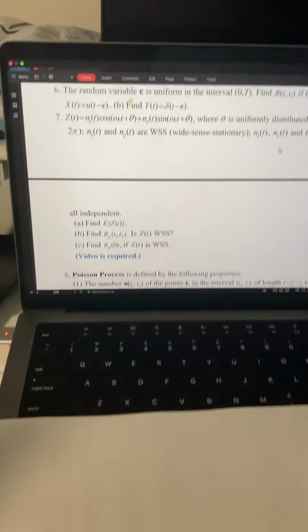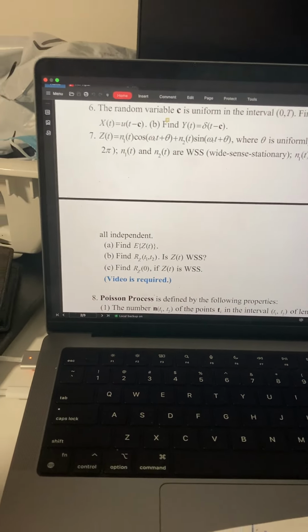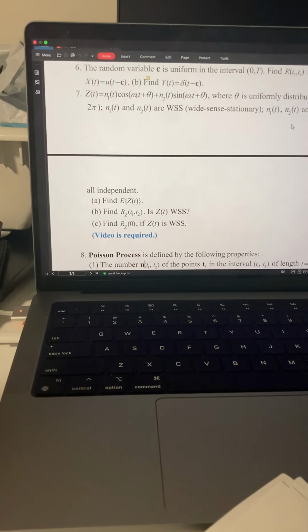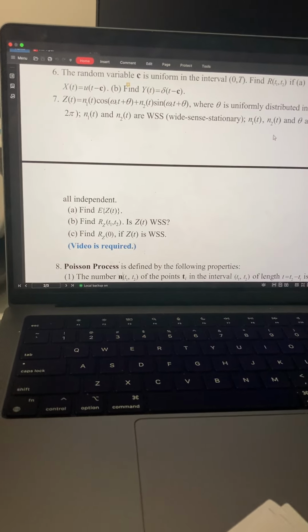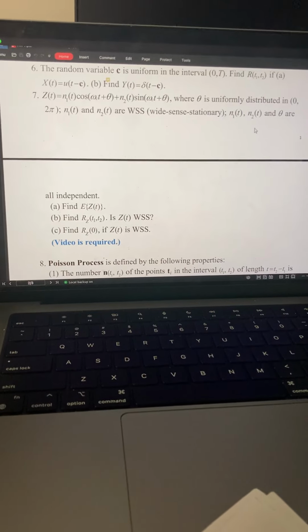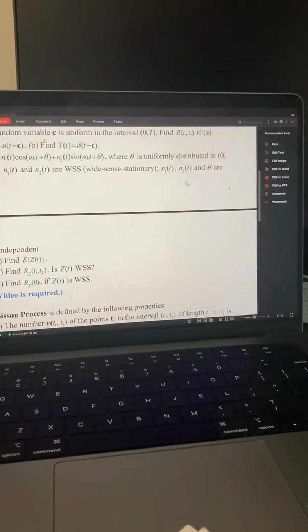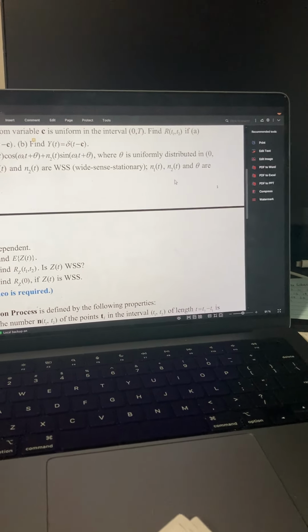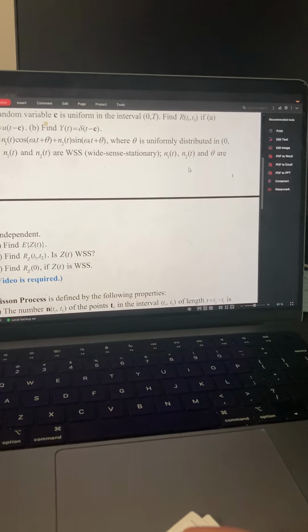In that way we have calculated part A. Now let us look at part B, 7b. In 7b we are told to find the autocorrelation Rz of t1 comma t2 and check if z of t is WSS or not, which is wide sense stationary or not.